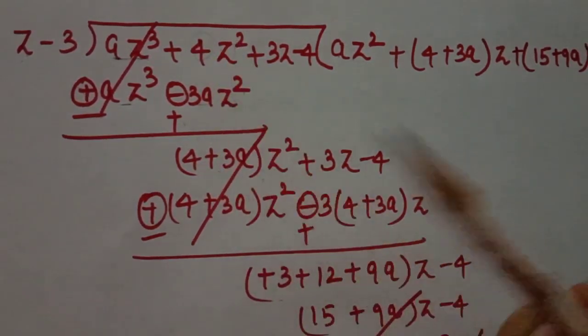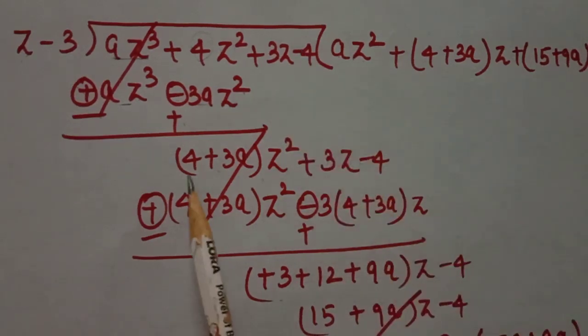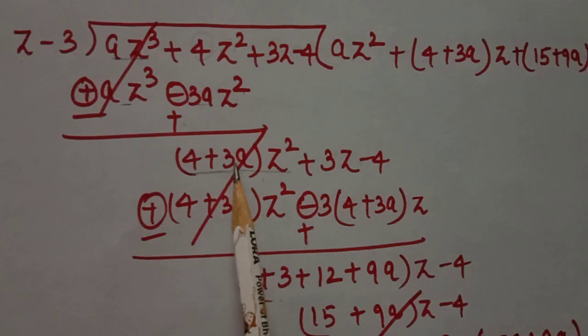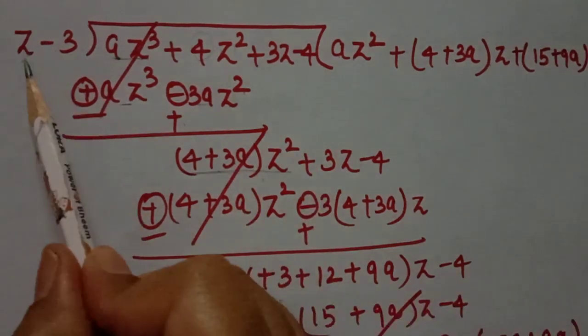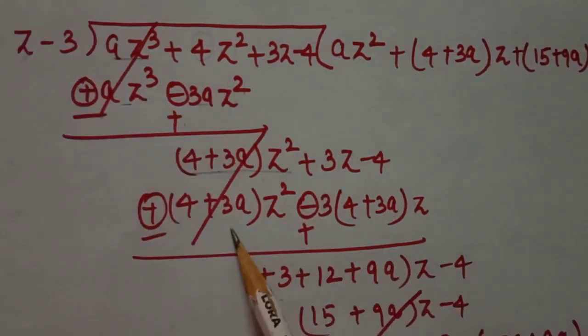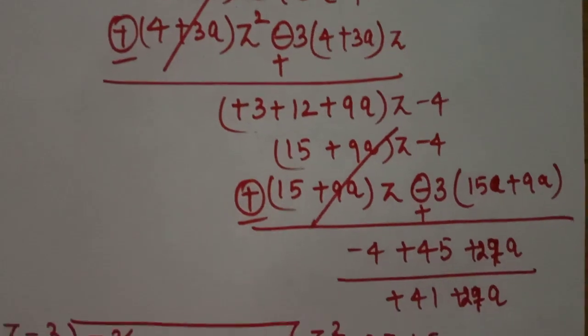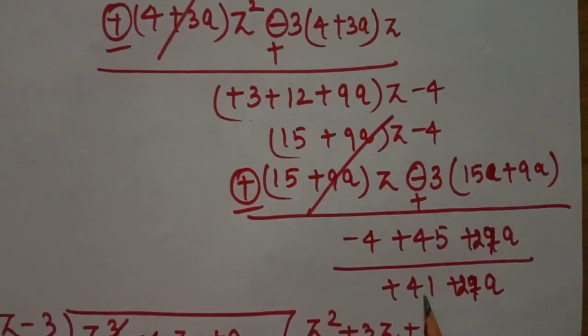We will take z square as common. The remaining question, now we want this number. So we have to multiply 4 plus 3a and z with this z. It will give us the answer. After solving this question with the long division method, we will get our answer, which is 41 plus 27a. This is our remainder.